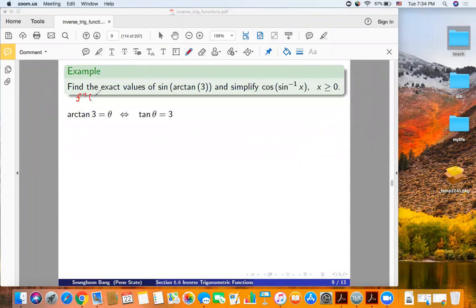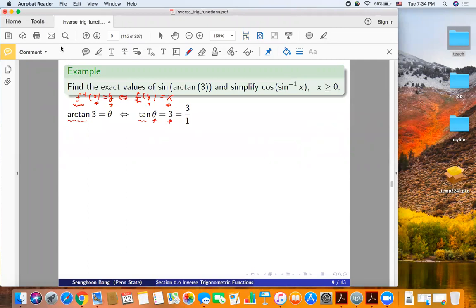The inverse function, f inverse of x equals y, is equivalent to f of y equals x. We can use this relation. The inverse of f is arctangent, so f is tangent. Only interchange x and y. We have tangent theta equals 3. The next, 3 equals 3 over 1.